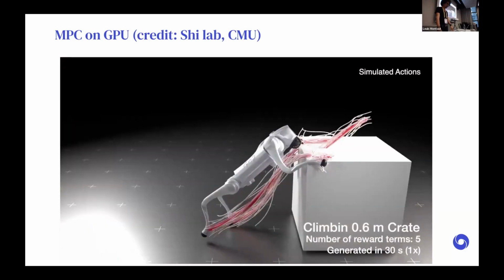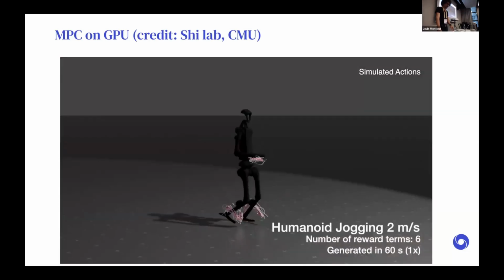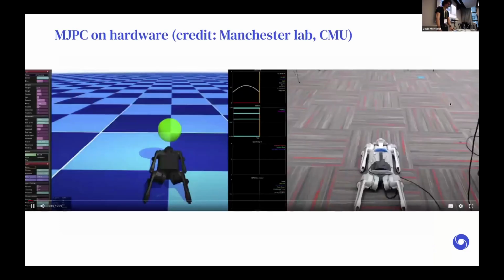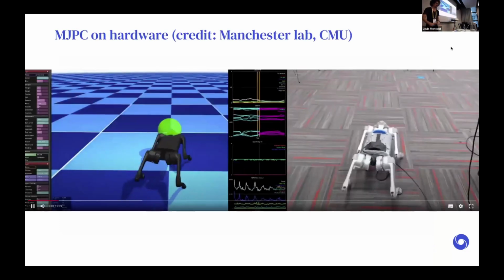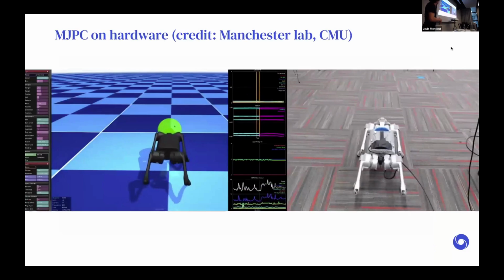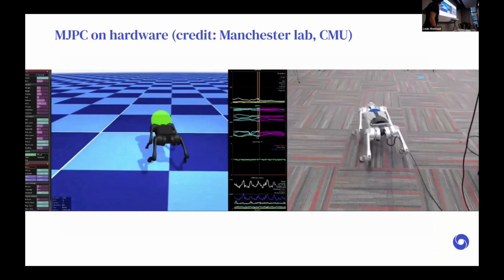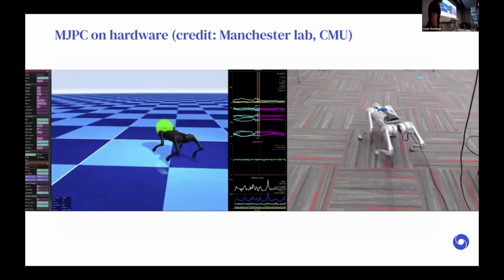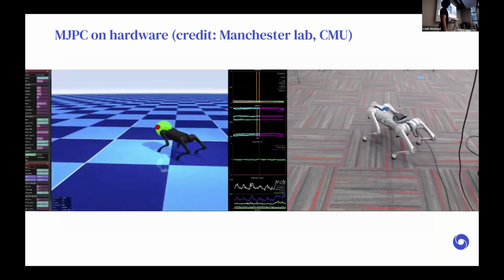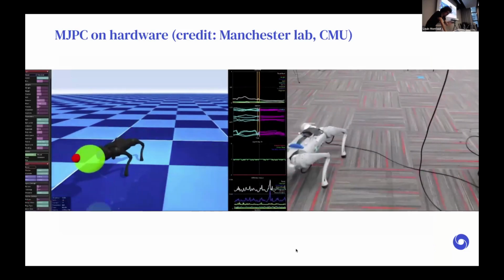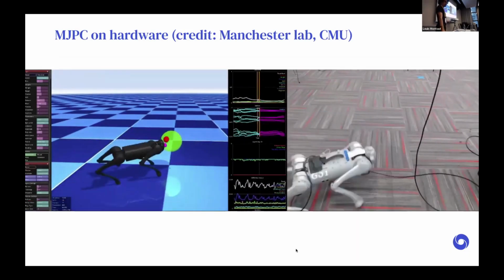And they transferred it to hardware, which is very impressive. And finally, this is a little collaboration that we have with the Manchester lab. So here you see 2 time synced real-time recordings. This is a screen recording of MuJoCo, screen recording of the robot. And let me just get to, in a few seconds, we're going to see the biped task.